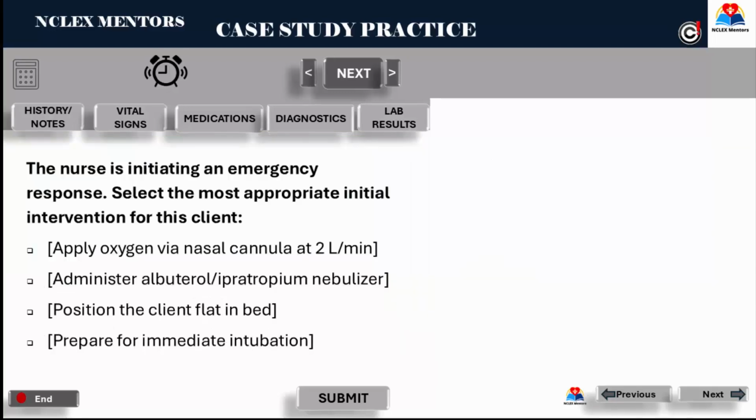Question 4. Generate solutions. The nurse is initiating an emergency response. Select the most appropriate initial intervention for this client. Apply oxygen via nasal cannula at 2 liters per minute. Administer albuterol ipratropium nebulizer. Position the client flat in bed. Prepare for immediate intubation. Take a moment to decide what you would do first in this situation.